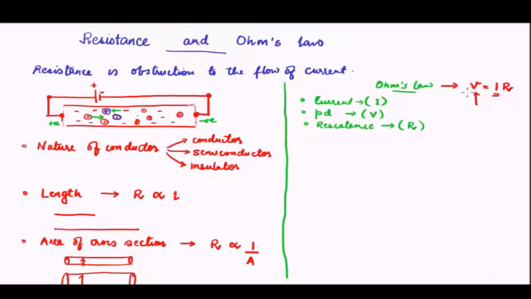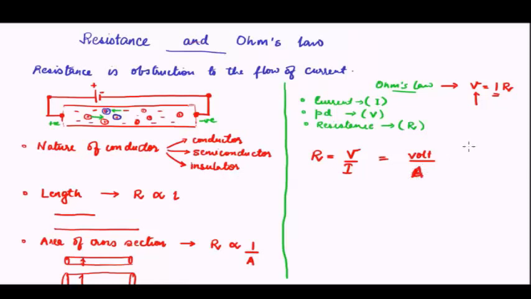Okay, now let's see what are the units of resistance. So the units of resistance can be seen if we write resistance in terms of potential upon current. A potential is defined by volt and current is defined by coulomb, rather ampere.